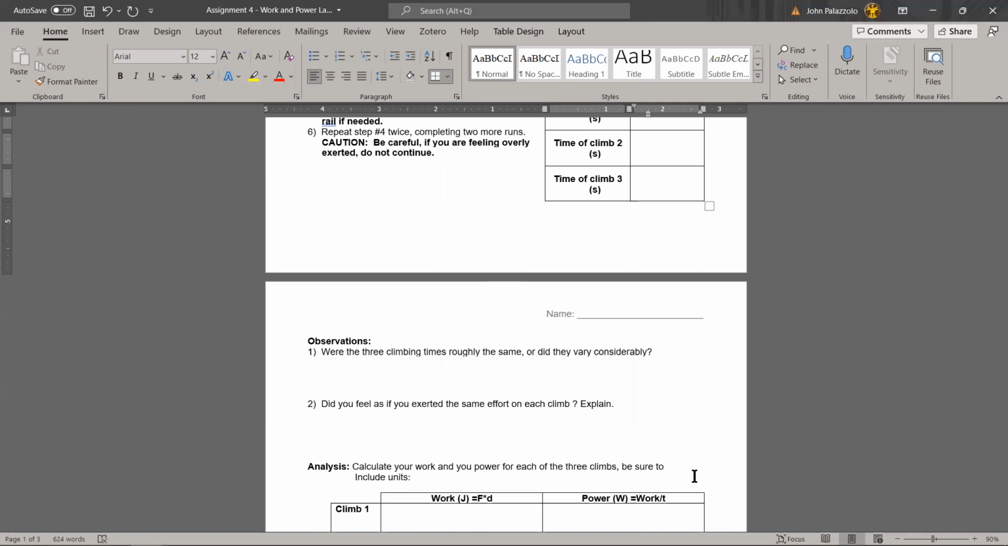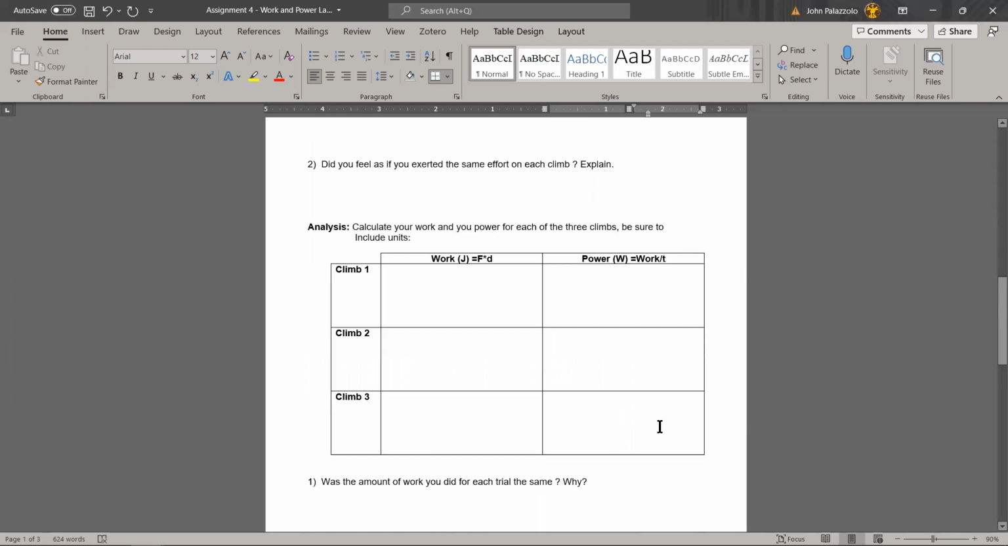But just say, were they all pretty much the same? Were they off by a tenth of a second, a hundredth of a second? Were they off by whole seconds? Just let me know. Were they the same or did they vary a bit? And did you feel as if you exerted the same effort on each climb? Tell me yes, no, and possibly why.